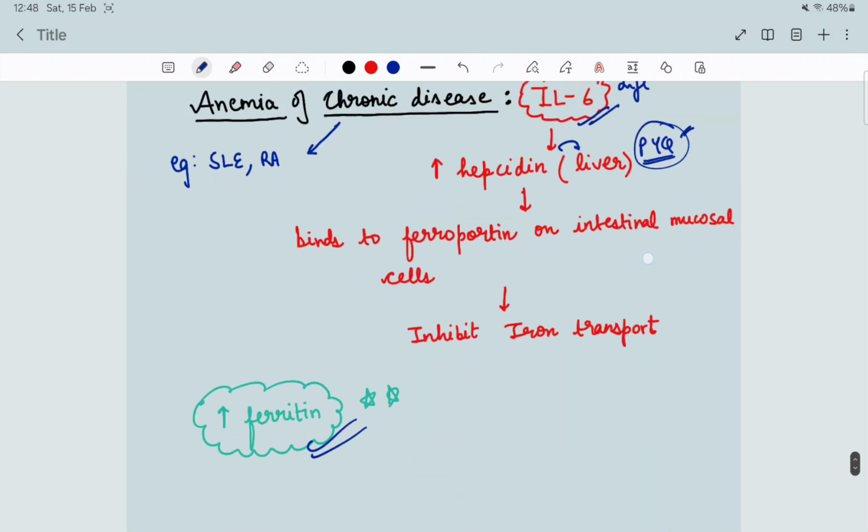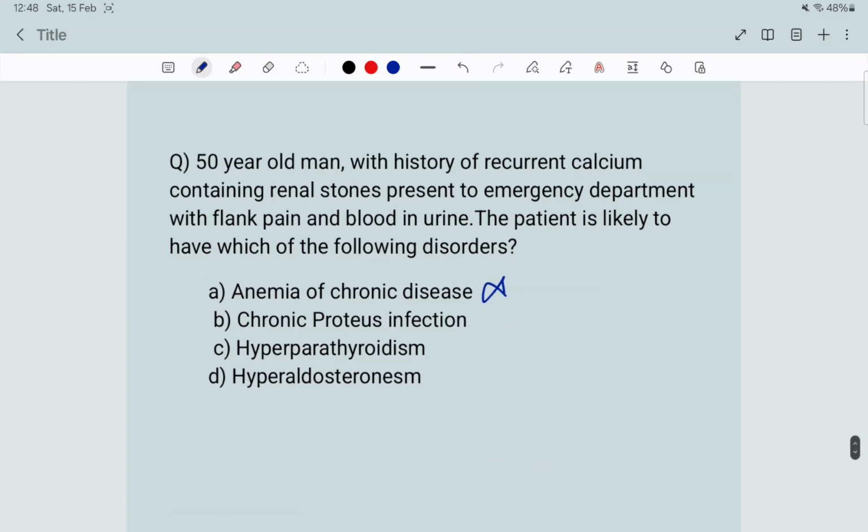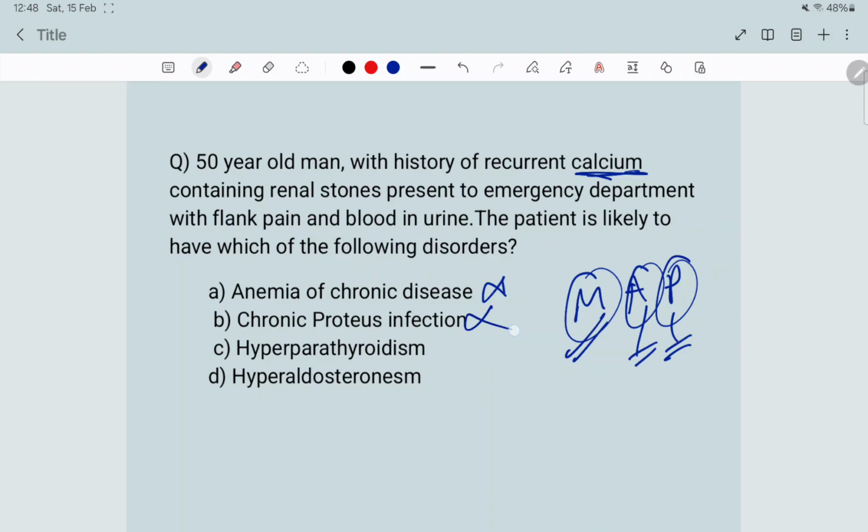Okay, so in Proteus infections, yes, renal stones are present, but not calcium containing. They are made up of MAP: magnesium, ammonium and phosphate. So it cannot be the answer.